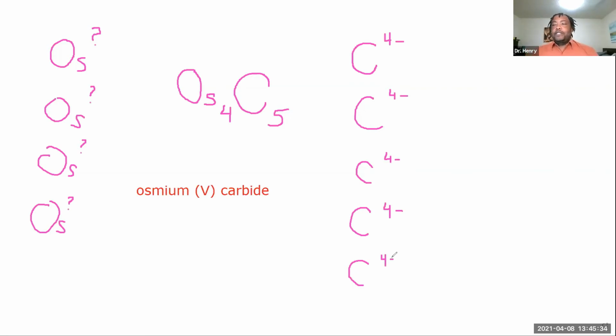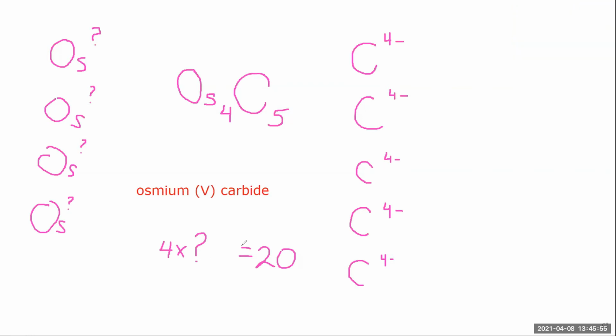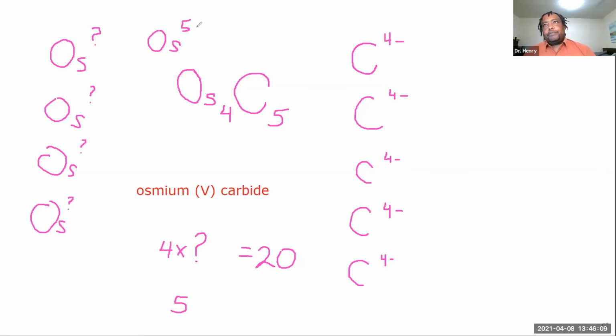5 of them, right? So let's add that up. 20. Minus 20. Okay, I have 1, 2, 3, 4 osmiums. So 4 times what will equal 20? 5. Okay, so that means that osmium is 5. So it's Os 5 plus. Simple? Yeah, that made it a little easier.